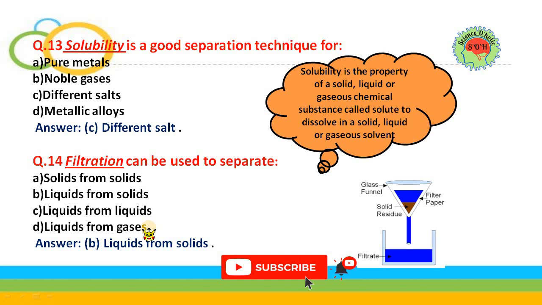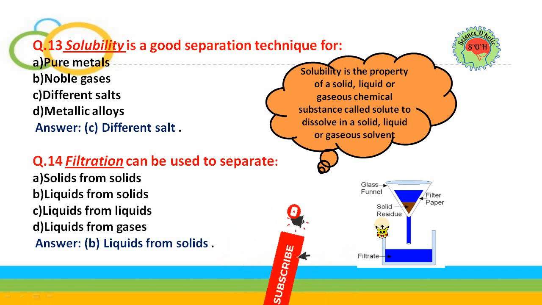You know that when we filter solid from liquid, this process is called filtration. So option B, that is liquid from solid, is the correct answer. In this picture you can see a glass funnel, solid residue, filter paper, and the liquid. After filtering this liquid, we will get solid residue. So this is question number 14.